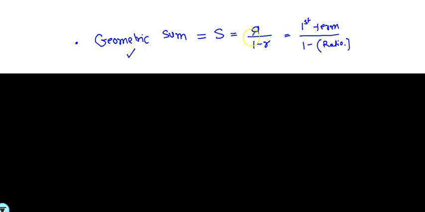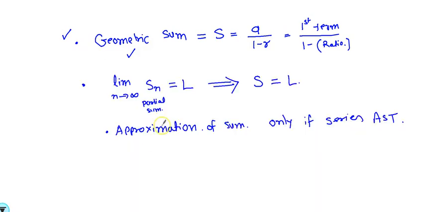The formula for the sum is the first term divided by 1 minus the common ratio. This is the only one you can find the actual sum. Now, sometimes you can approximate the sum if we know where the partial sums are going. So if the limit of the partial sum as n approaches infinity is some number, then we can approximate that the actual sum is that number.